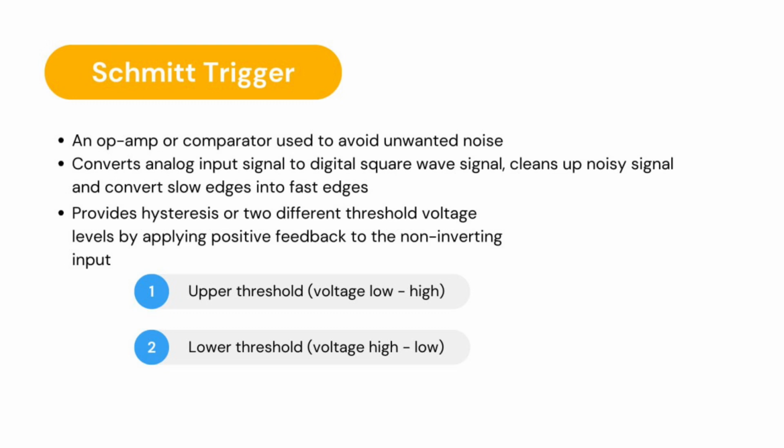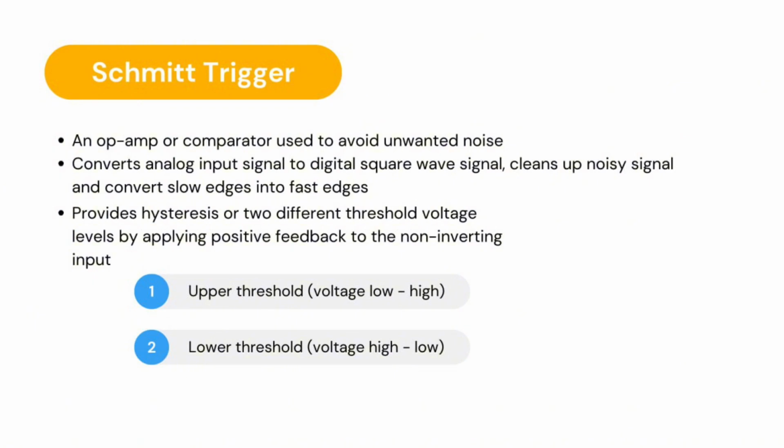Schmitt Trigger is an operational amplifier or comparator which is used to avoid unwanted noise that is present at the input. It will convert analog input signal to digital square wave signal, clean up noisy signal, and also convert slow edge like triangular wave into fast edge like square wave.